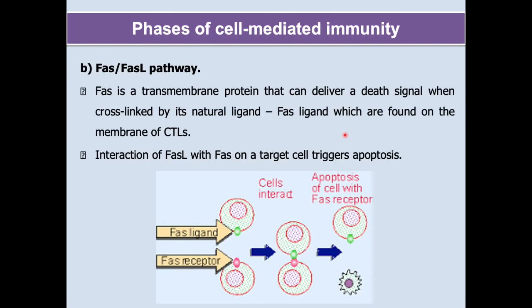Okay, the second one is the FasL pathway. FasL is a type of ligand. FasL is a transmembrane protein that can deliver a death signal when cross-linked by its natural receptor. FasL is found on the membrane of the CTL. So this is the CTL, this is the FasL ligand, and this is the target cell that has the Fas receptor. When they meet, they engage together, and the target cell will undergo apoptosis.